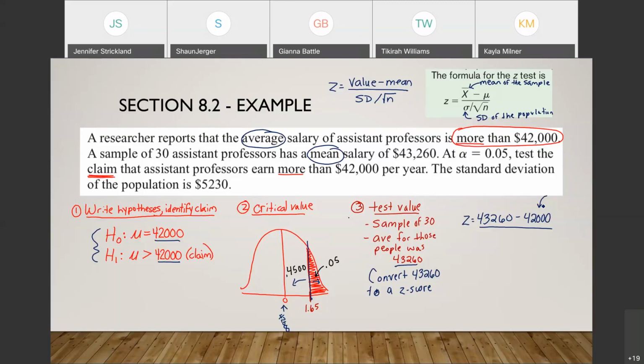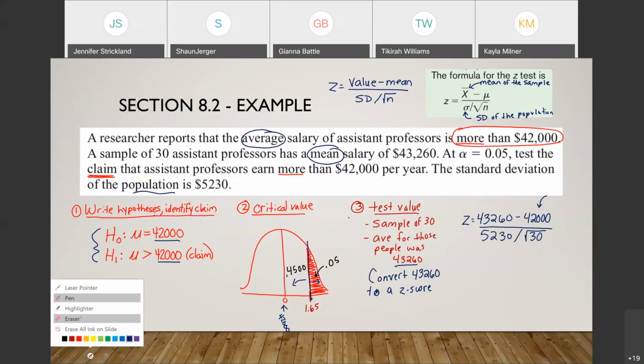Okay, standard deviation of population, they tell me that. So we're good there, 5230. And I'm going to divide by the square root of 30 because I have 30 in my sample. All right, so we need to put this in our calculator. We've done this before. Remember that you need a parenthesis around the top and a parenthesis around the bottom.